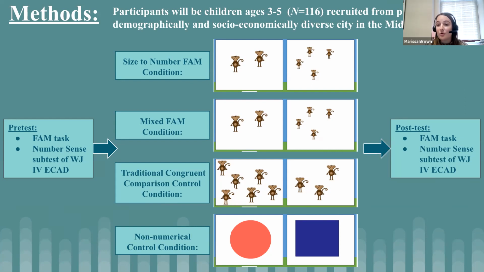And then 2 control conditions. So a traditional congruent comparison control condition where the stimuli will be congruent, and then children will be asked to make judgments on magnitude. And then a non-numerical control condition where children will be presented with stimuli where they will not be asked to make numerical judgments, but instead be asked questions such as to name a shape or a color or something like that. And these will be in 8 20-minute intervention sessions with an experimenter, and then will be followed up with a post-test, which will again include the FAM task and the number sense subtest.